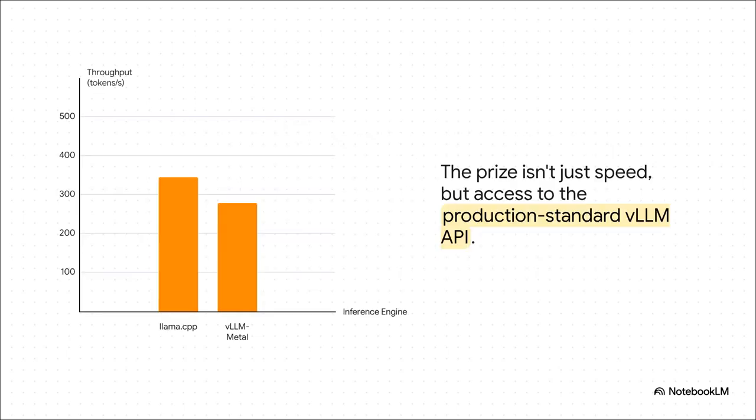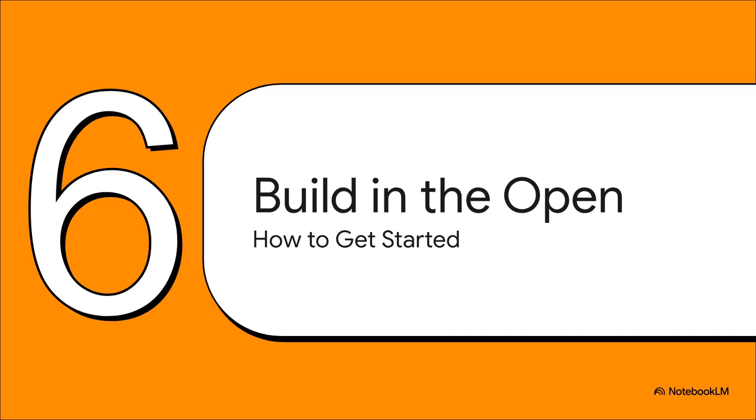But, and this is the really important part, this isn't just about winning a speed race. The real prize here isn't a benchmark number. It's getting access to the entire vllm ecosystem. It's about being able to finally develop locally using the exact same production-ready API that the whole industry is building on. That is the massive door that just got kicked wide open for Mac developers. And you know what makes this even better? The whole thing was done completely in the open, for the community. So let's talk about how you can jump in and get started right now.